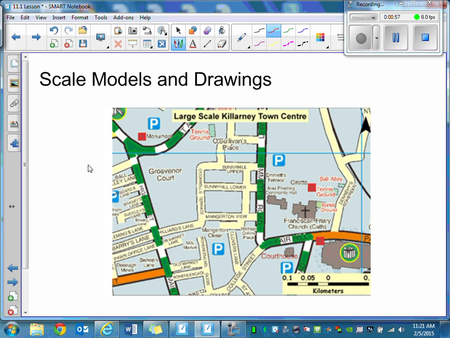Another place where you see scale would be maps a lot, because we can't use a map that is as big as the city, so we have to scale it down so that you can see a smaller version of the city. And then there's usually a little key so you can see this first black section represents a tenth of a kilometer in real life.